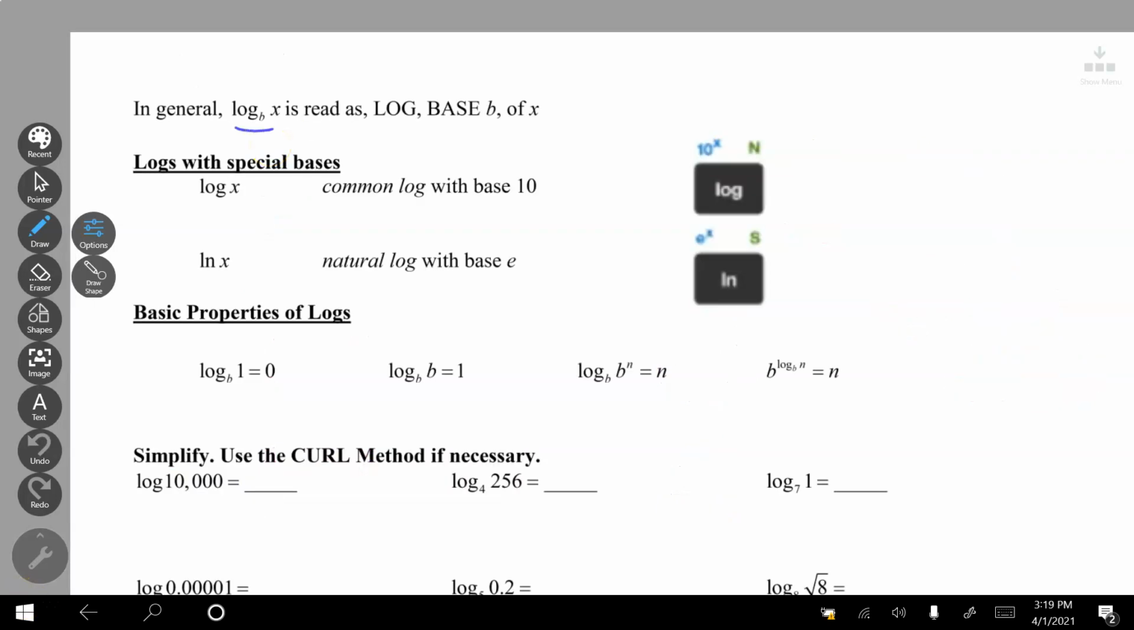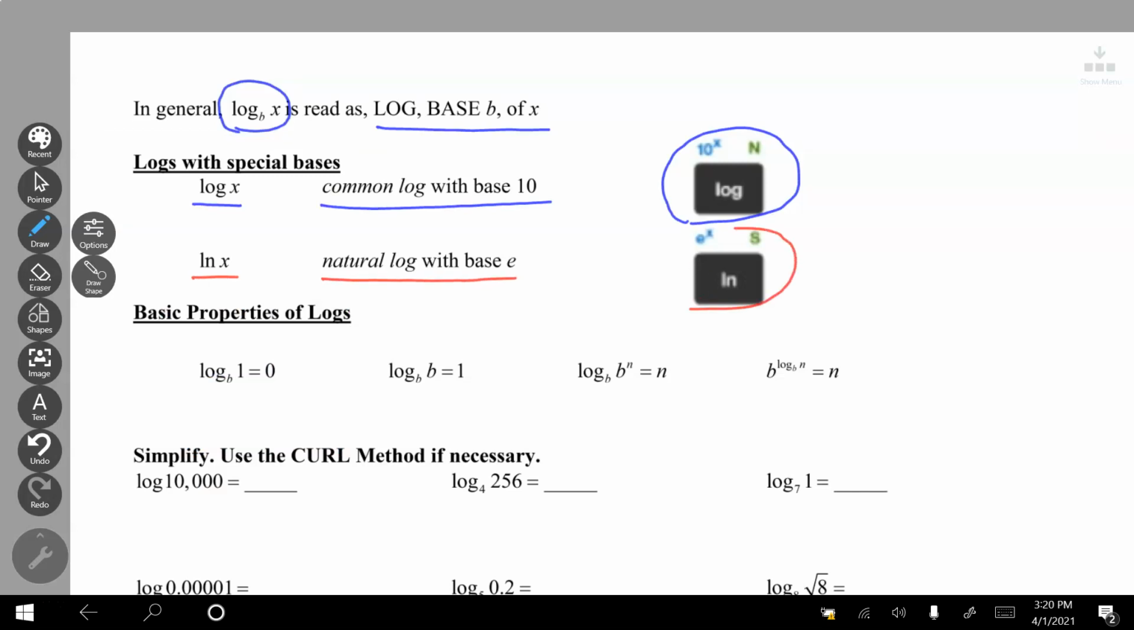So in general, I read this as log base b of x. Usually the base will be written there, but we have special keys on our calculator. One is just called the log key, and that's the common log that always has a base 10. That's the key that we were using earlier on the first page. The log key is underneath the x squared. And then I also have the ln key, which is right underneath it, and that's called the natural log because it uses a base e. e is called the natural number. So ln basically stands for the log of the natural number, or the natural log.